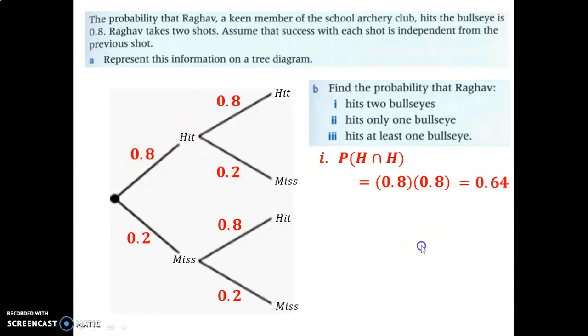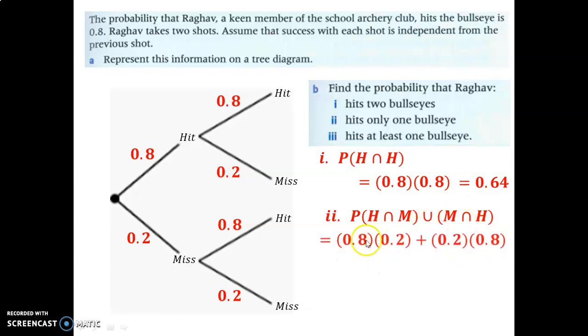Next one, we have a hit. Hits only 1 bullseye. Well, that means hit and a miss, or miss and a hit. Remember that we did that before, where we have one situation, or union is or another situation.